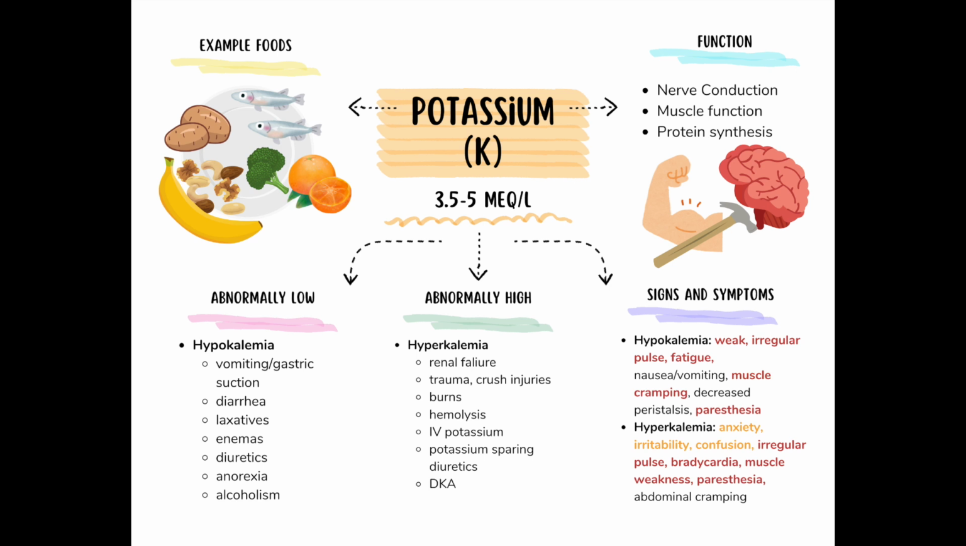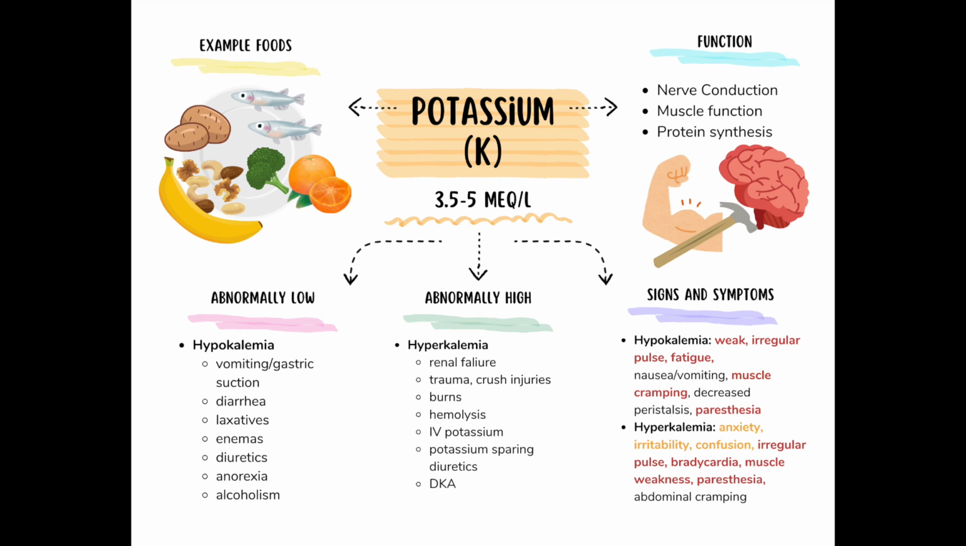The functions that potassium helps with are nerve conduction, muscle function, and protein synthesis. Abnormally low potassium is called hypokalemia. This is caused by vomiting, gastric suction, diarrhea, laxatives, enemas, diuretics, anorexia, and alcoholism. You may have noticed that a lot of these causes are very similar to the previous ones. That's because it's very common to lose a lot of electrolytes when we're losing a lot of fluid.